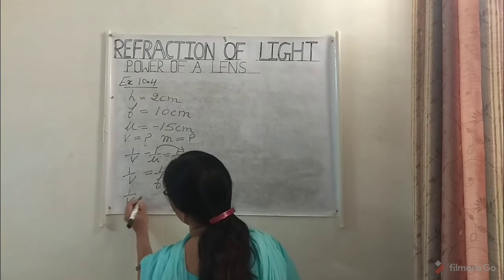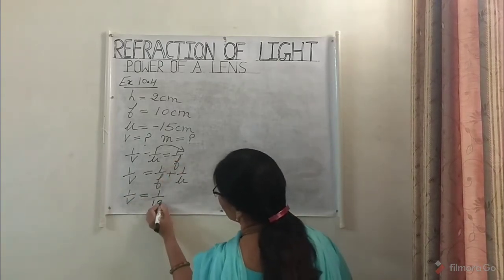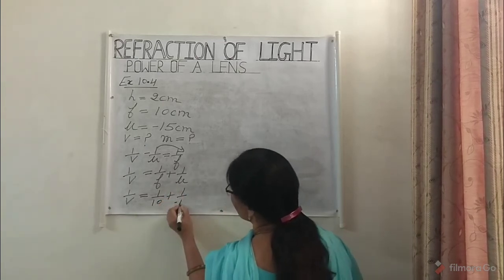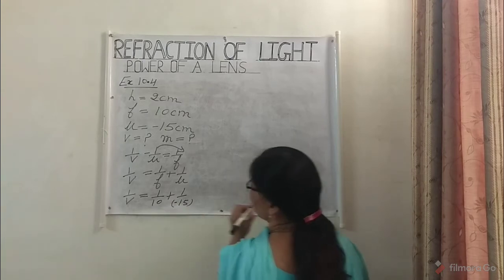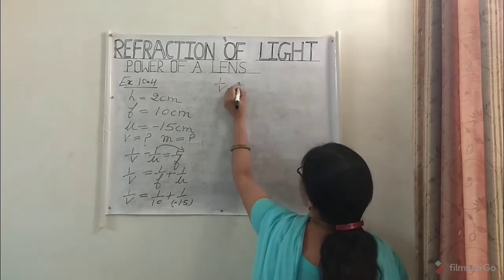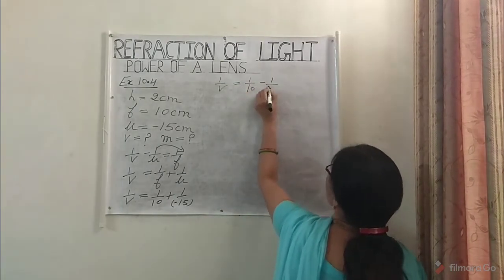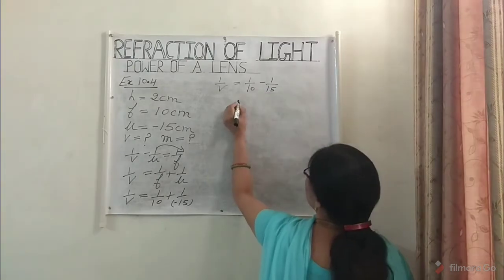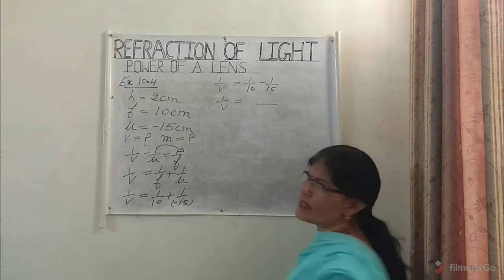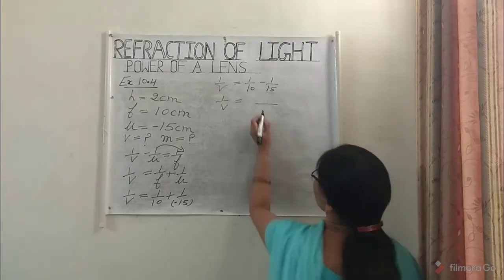So now let us put the values. 1 upon V is equal to 1 upon F, which is 10, plus 1 upon U, which is minus 15. Okay, so in the next step, 1 upon V is equal to 1 upon 10 minus 1 upon 15. So let us take the LCM of these two. When we take the LCM of these two, it will be 30. LCM is 30.